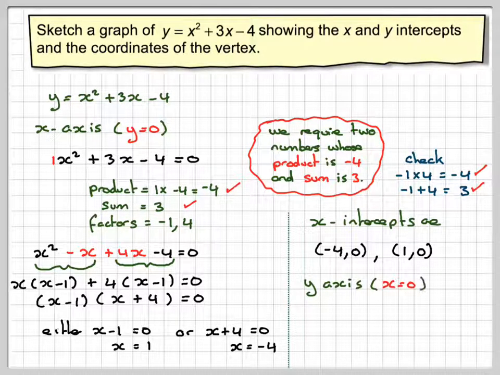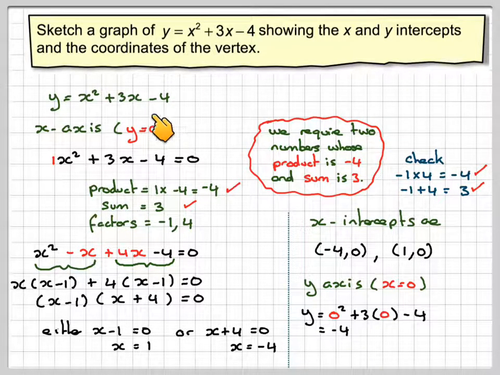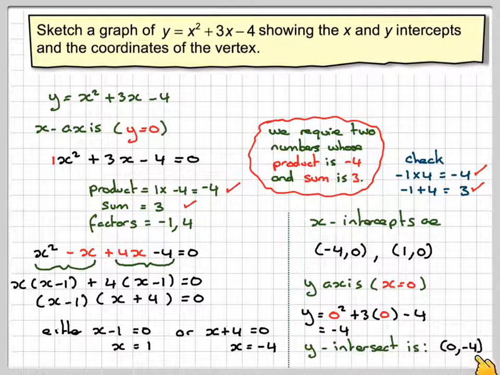For the y-axis, x is equal to 0. So that means we need to put x is 0 into this. So we're going to get y is equal to 0 squared plus 3 times 0 minus 4, which will give you minus 4. In fact, the last number here will always give you the y-intercept. So the y-intercept is going to be (0, -4). Right, so we've got the x and y intercepts. Now we just need the coordinates of the vertex.